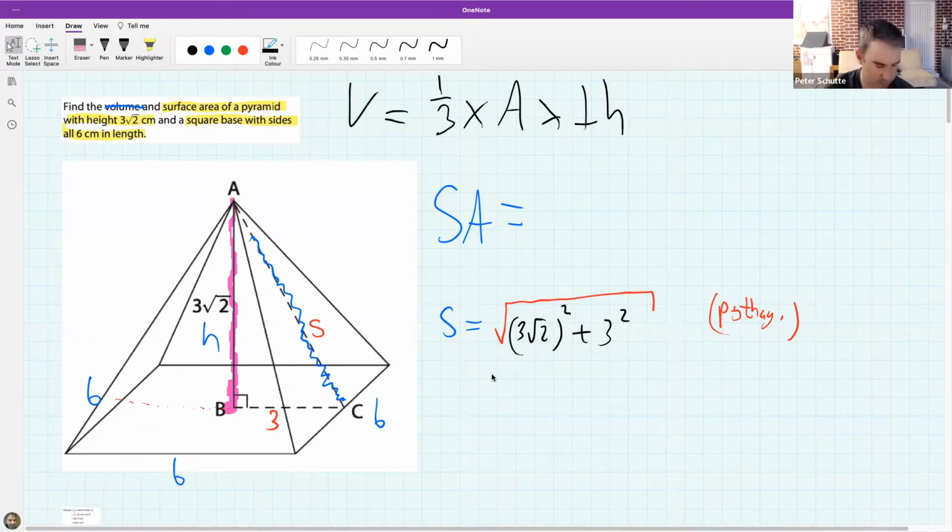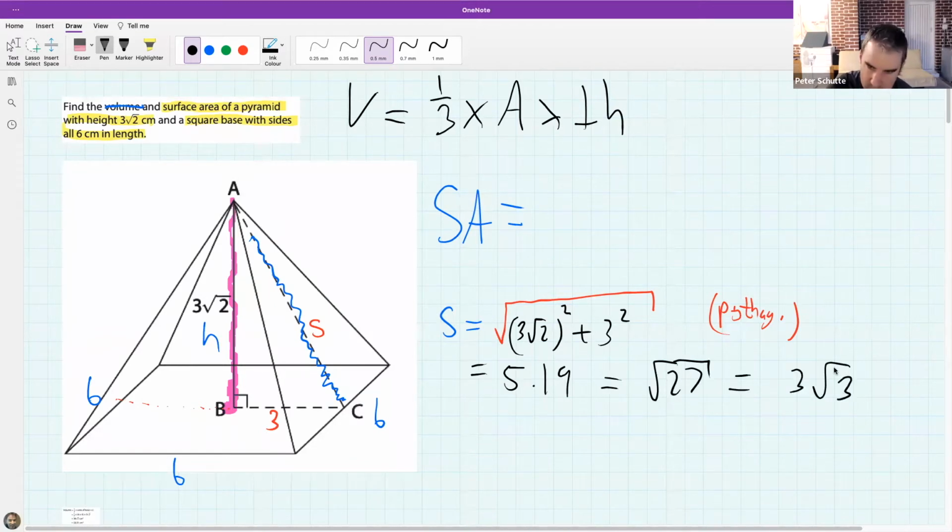What are you guys getting? So we're going to get, so it should be square root 27. So I get 5.19, or if you left it as a third, it could be square root 27. Or another way of writing that would be 3 root 3.